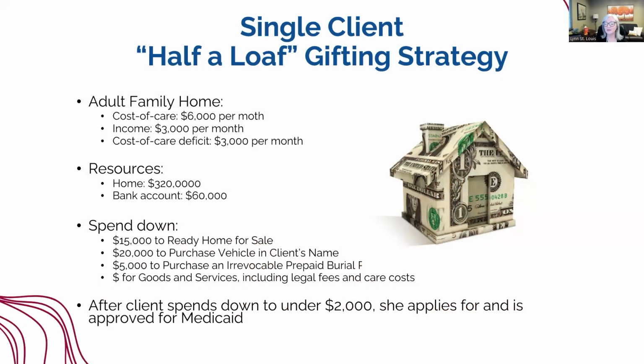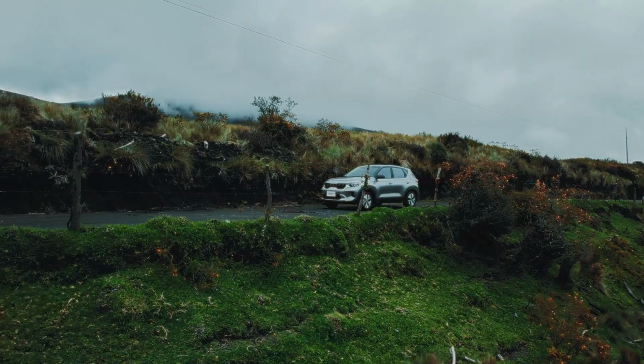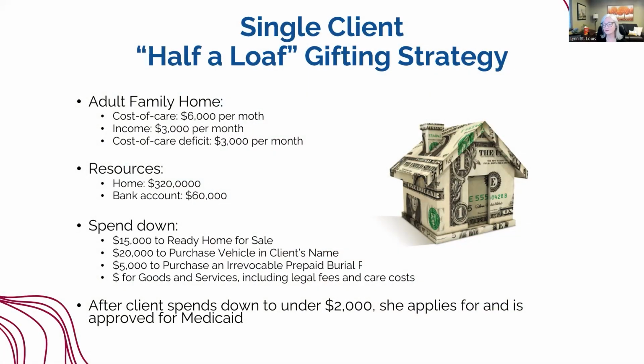The advice we would give them is to take some of that money and spend it down wisely. If you are going to be moving to a care facility, you're going to probably want to sell the home so the state doesn't get the home. If it's going to cost $15,000 to ready the house for sale, do it. If you have an old vehicle and you want a newer vehicle, spend $20,000 on the new vehicle. It has to be in the client's name. If they had an old vehicle, they trade it in. You have to buy it in the name of the client. Say the client can't drive. That doesn't matter. They can still own a car. Somebody's going to be driving that car and taking them to the doctor. Buy a prepaid irrevocable burial plan and use the rest of the money for caregiving and for legal fees.